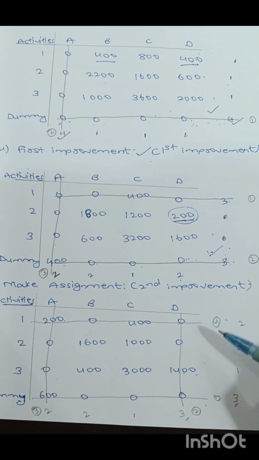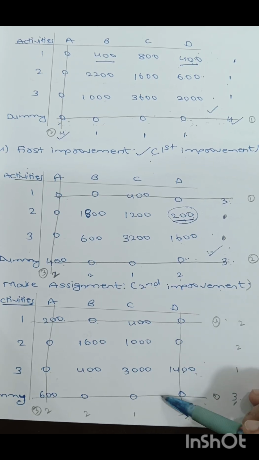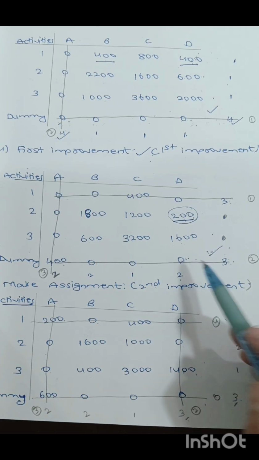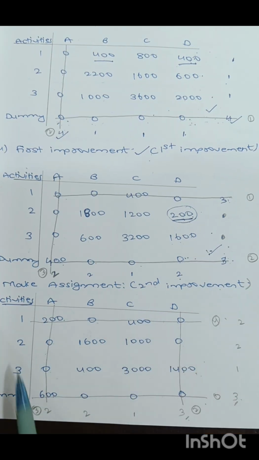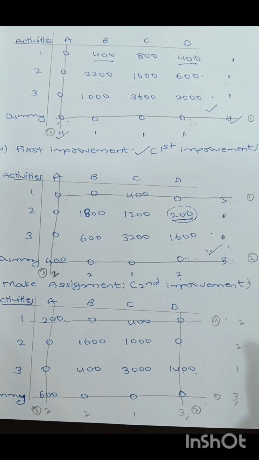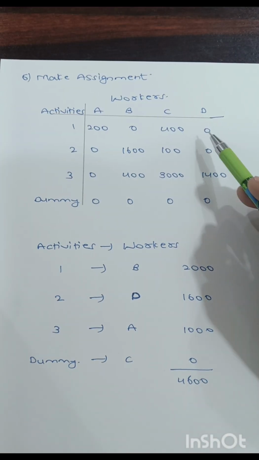Now in this matrix we have got 1, 2, 3 and 4 lines. So here the number of lines is equal to the number of rows and columns. We have 4 rows, we have 4 columns. Hence now we have got 4 lines. So the number of lines is equal to the number of rows and columns. Hence we can go for assignment now. Now the last step is to make the assignment.